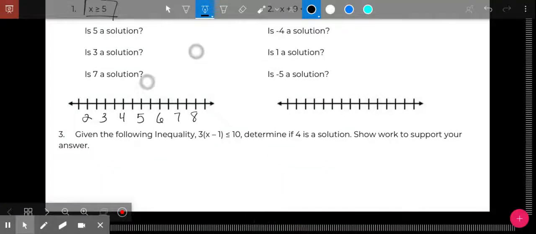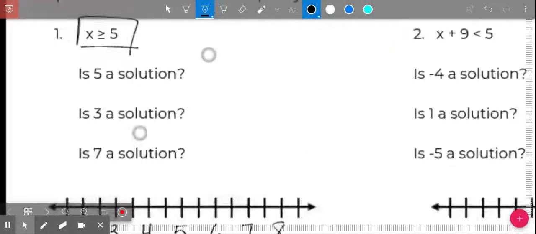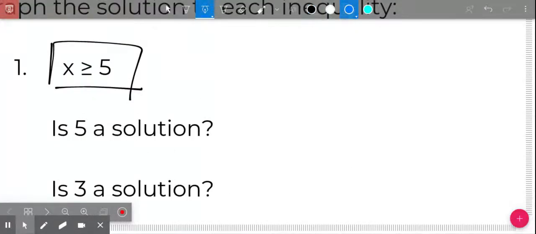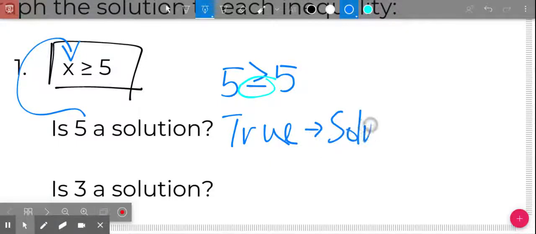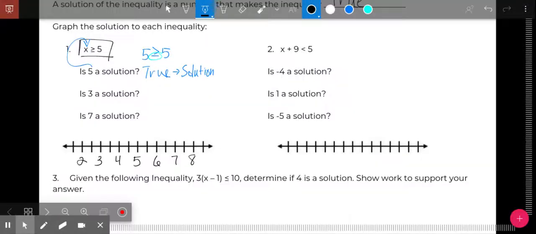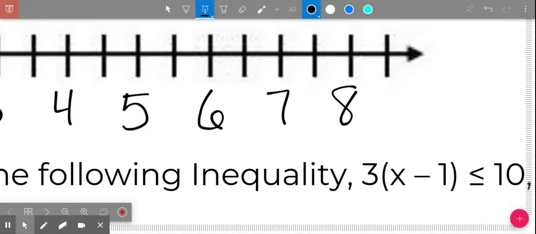So the first number that we're going to test is 5. So I want to know, is 5 a solution? That's where we're going to take that 5 and plug it in. So I'll have 5 is greater than or equal to 5. Well, that right there is true because it has the or equal to. So we know that this is true. So that means it is a solution. Since we know that that's a solution, that means it's going to have a solid dot above the 5 because we know that the 5 is a solution, so it gets a dot.